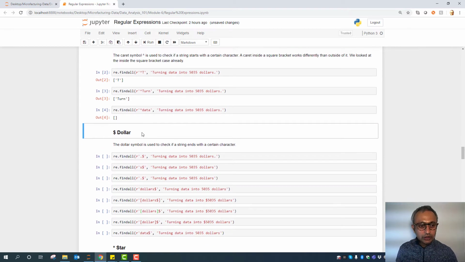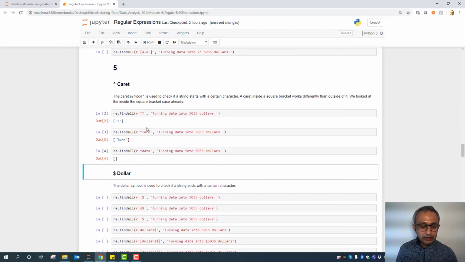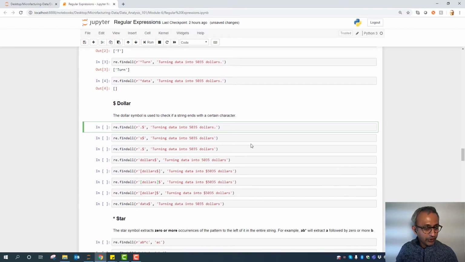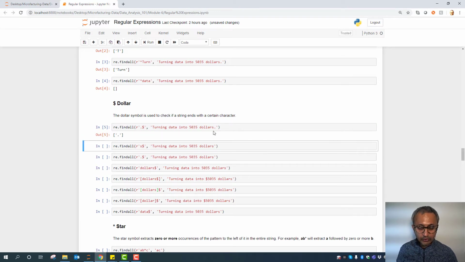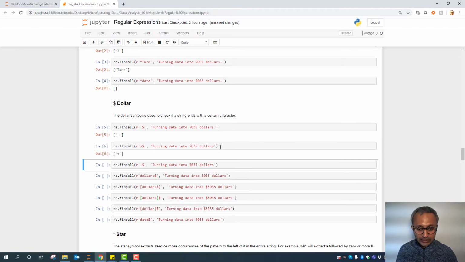So caret is at the start, dollar is at the end. Is there a period at the end of the string? Yes, it's able to extract that period. Is there an S at the end of the string? In this case, there is no period, so it's S. Yes, it's able to do that.